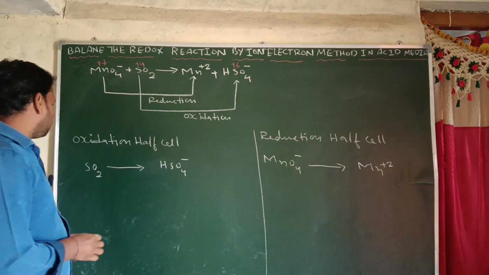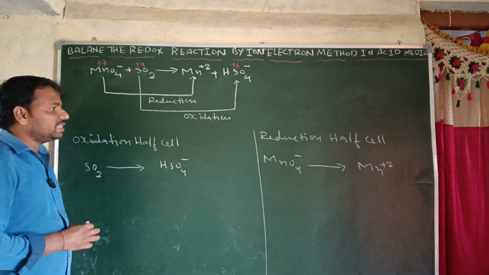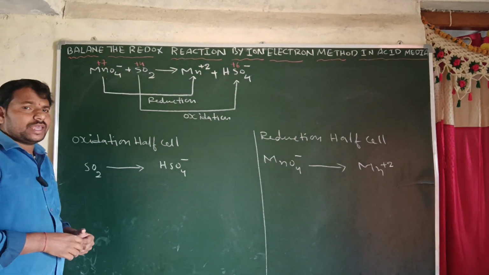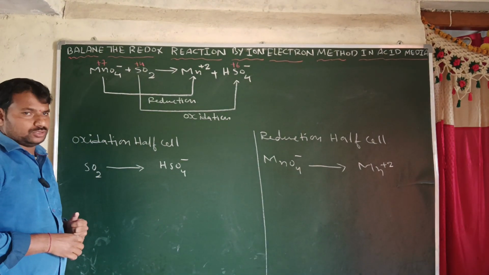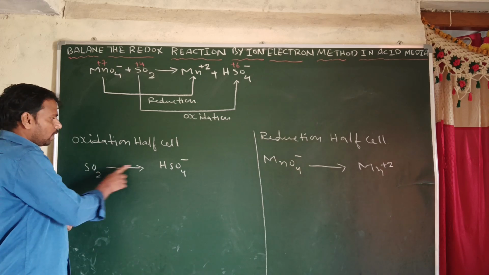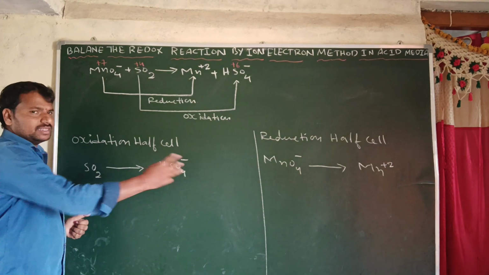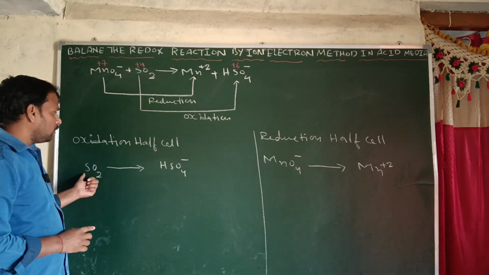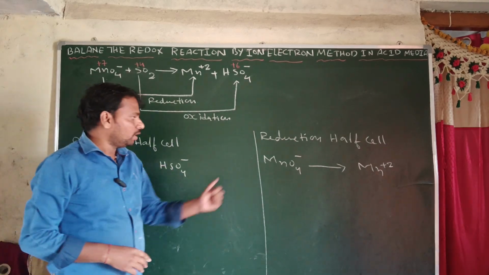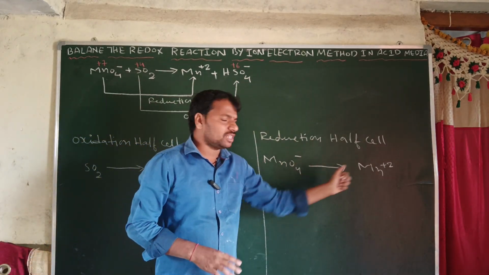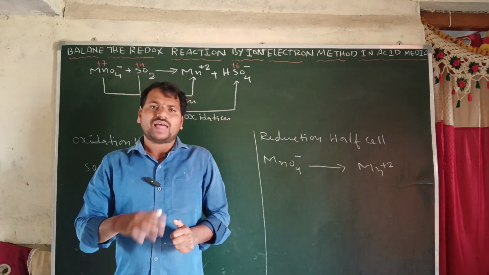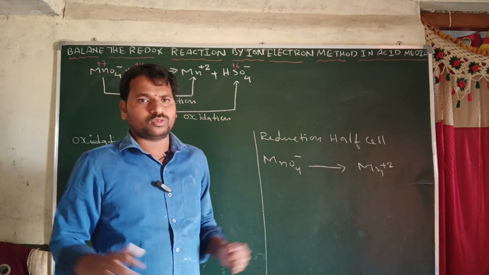Now, the first step is to balance the atoms other than oxygen and hydrogen. Except for oxygen and hydrogen, we balance the other atoms. Sulfur: one sulfur here, one sulfur there. Manganese: one manganese here, one manganese there. There is no need to balance anything other than oxygen and hydrogen, as those are already balanced.